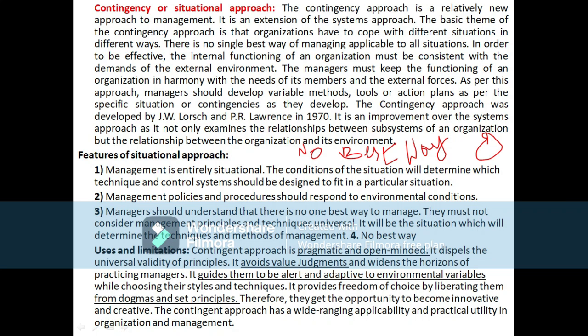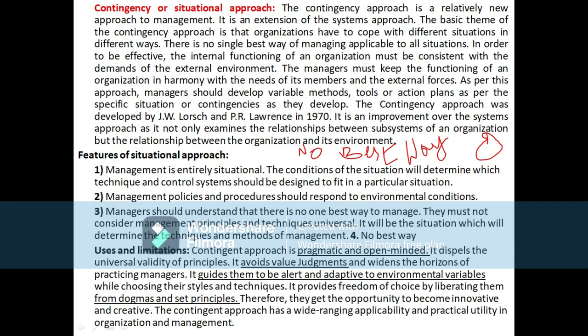Then the different situations require different managerial responses. So we can say that this contingency approach is finally the outcome mainly of the research studies conducted by Tom Burns, B-U-R-N-S, and Stalker, Joan Woodward, Paul Lawrence, J. Lorsch, and James Thompson, and some other people associated with the development of this contingency theory.